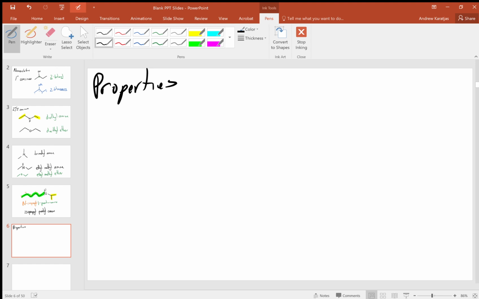But just like alcohols, amines, or most amines, obviously this doesn't apply to tertiary amines, but any amine that has a hydrogen, we have a polarized NH bond, just like we do with the OH. Now, amines are not as polar as alcohols.